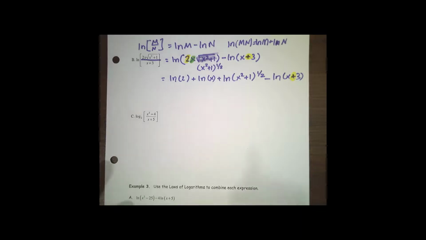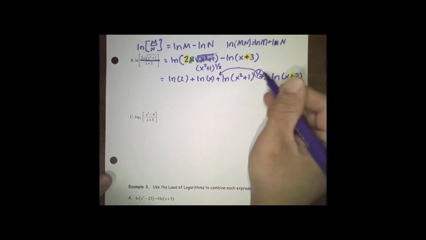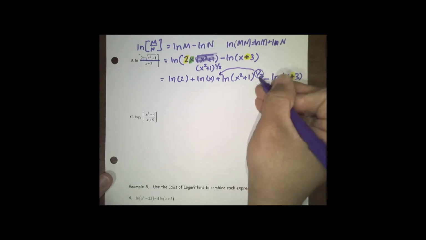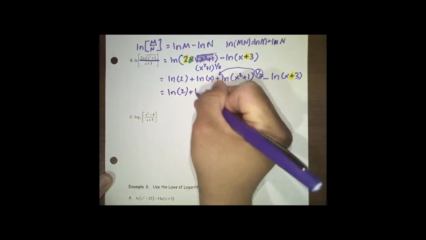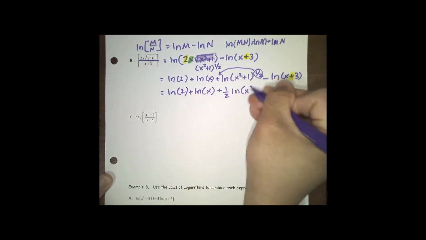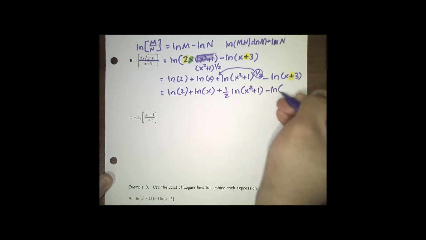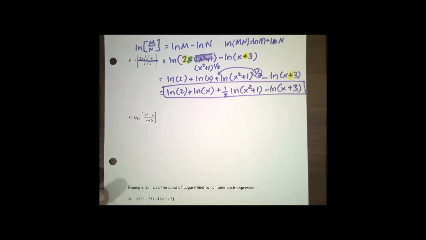Now the last thing to do is what I mentioned before, double check that you can't bring down any powers using the power rule for logarithms. And in this case, you can. You can bring this 1/2 in front. So you have natural log of 2 plus natural log of x plus 1/2 natural log of x squared plus 1 minus natural log of x plus 3. There you go. That is it for that example of expanding the natural logarithm.